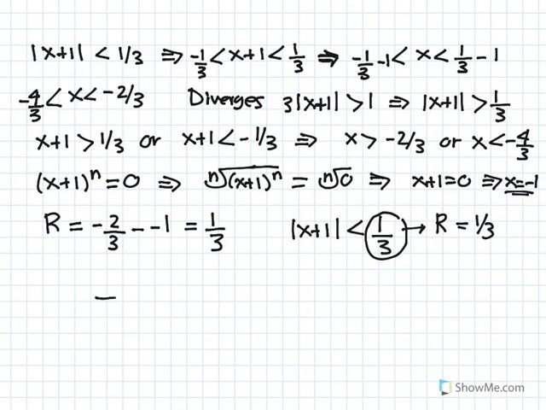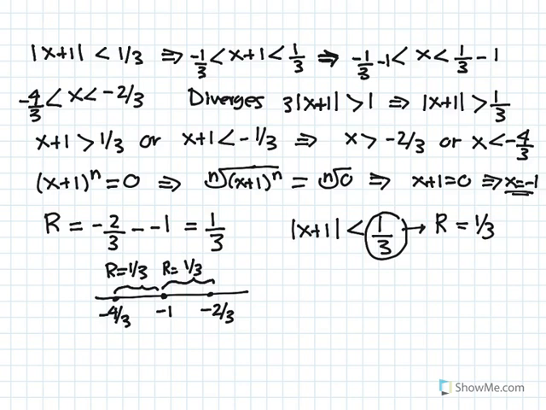So let's review what we've done. We found the interval of convergence, which is between negative 4/3 and negative 2/3. The center of this power series is negative 1. The radius is the distance from an endpoint to the center, which is 1/3. So this is the radius. Radius is equal to 1/3. Or you can say negative 1 minus negative 4/3, so the center minus the left endpoint, and again we get a radius equal to 1/3.